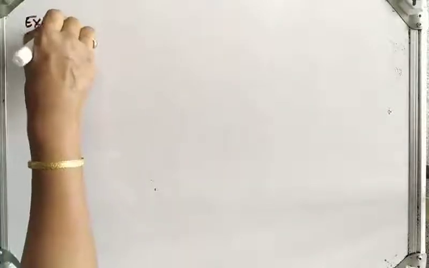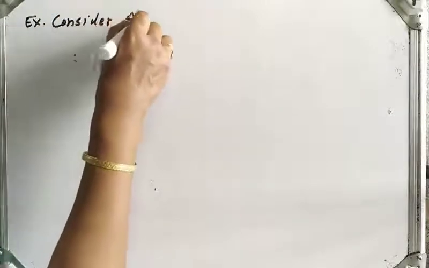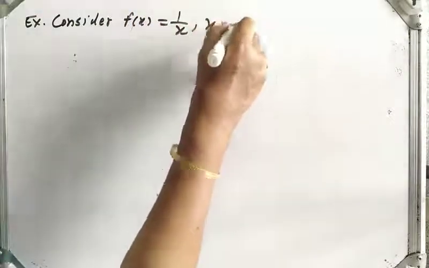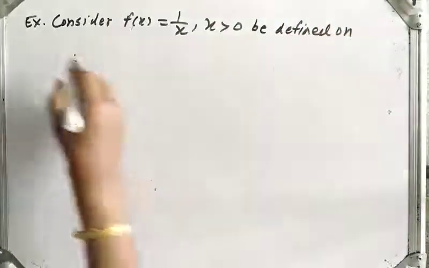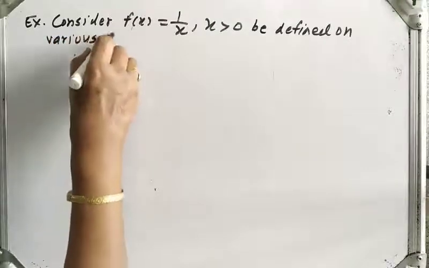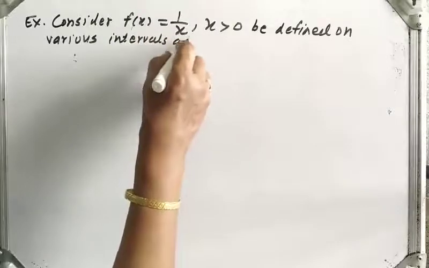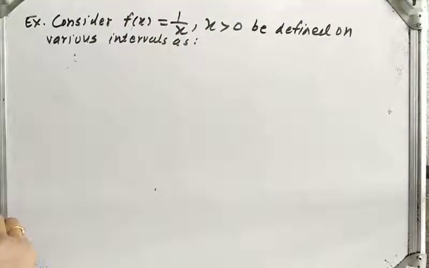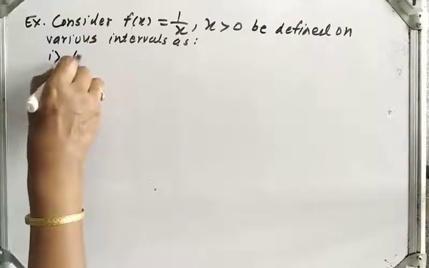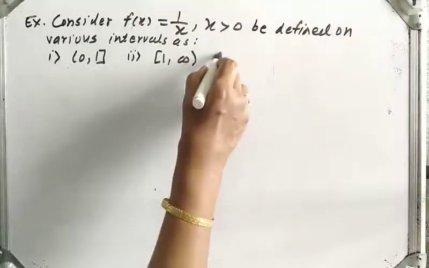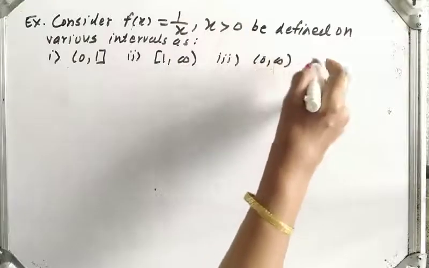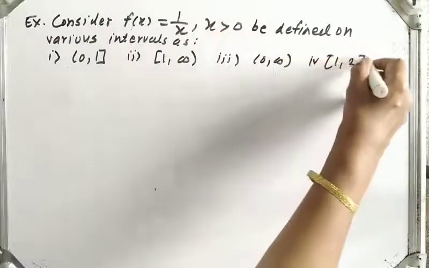Consider another example. Consider f of x is equal to 1 upon x, x greater than 0, defined on various intervals as: first interval 0 open, 1 closed; second 1 to infinity; third 0 to infinity; fourth closed 1 to 2.